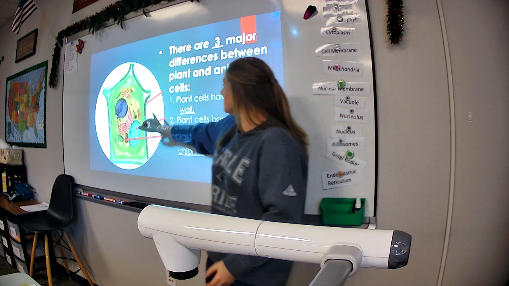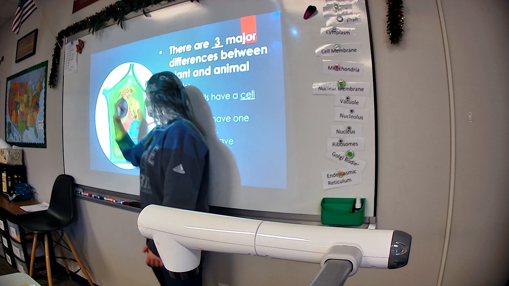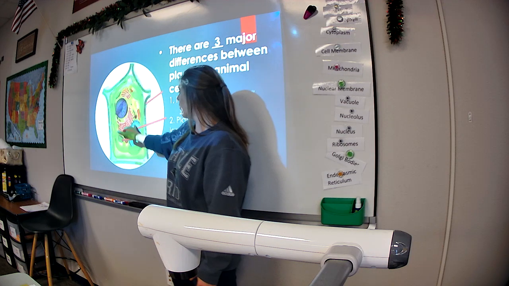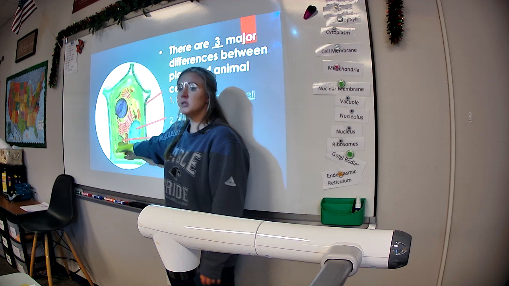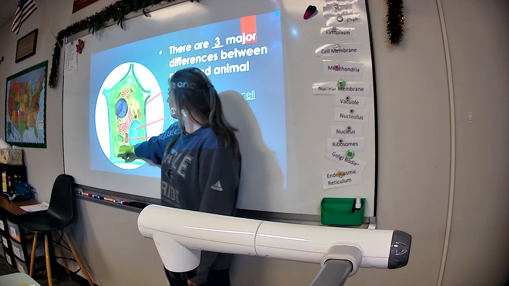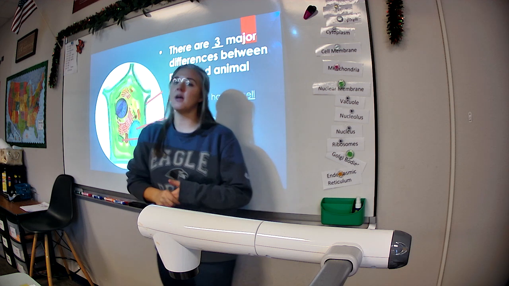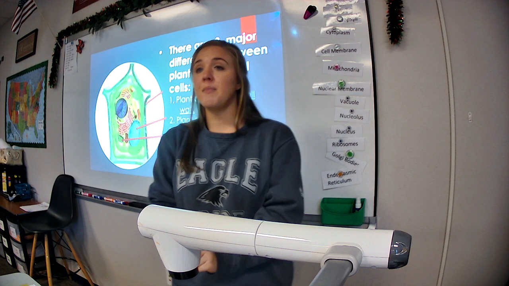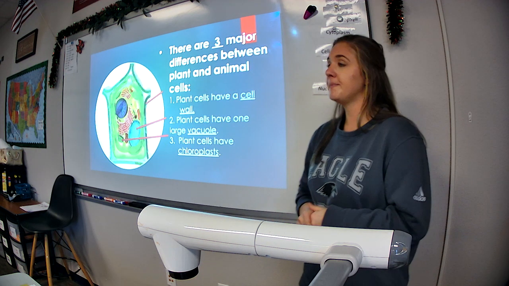Okay? Here's the cell wall, this big, thick green line all around the outside. Here's the vacuole, the one large one. And then here's one of the chloroplasts. There are multiple chloroplasts within a plant cell. There's one here, here, here, here, here. I'll show you at the end a video of a microscopic view of a plant cell, and you'll see they're really floating all throughout the cell. There's lots of them.